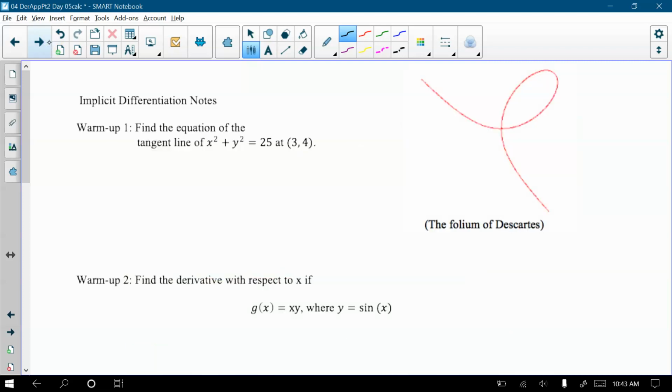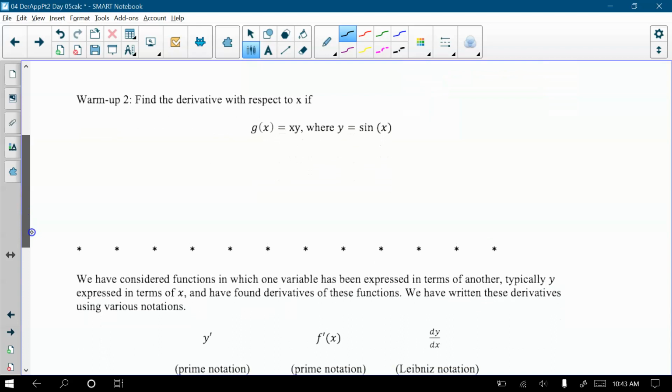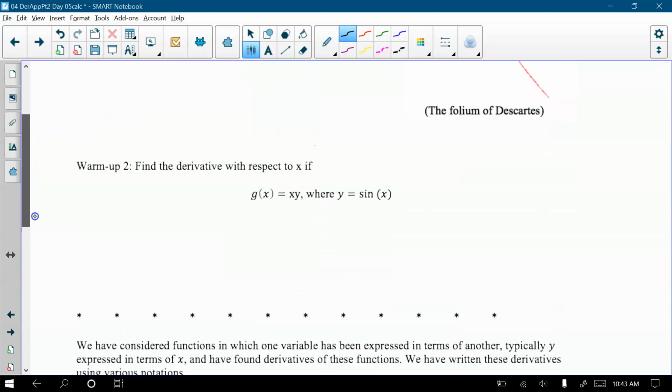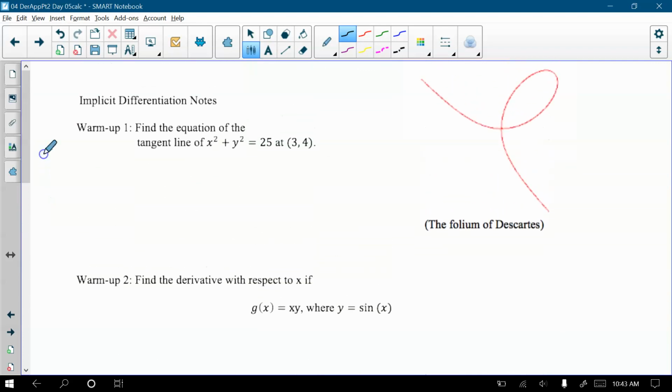So implicit differentiation. We have two warm-up questions in front of us. One warm-up asks us to find the equation of the tangent line. One warm-up asks us to find the derivative with respect to x. What I would recommend is going ahead and trying to solve those on your own. This is page 9. So please pause the video and try to solve warm-up 1 and 2, and if you want to do it with your group, that's fine.